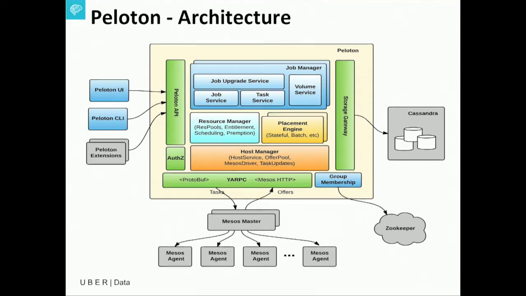We have all this API support, auth, and we have the basic thing we have is Cassandra. So we are using Cassandra for our stateful data. If we lose our state, we are using Zookeeper. So the good part of these services is that they are horizontally scalable. So we have multiple job managers running, which can handle multiple users' requests. We have multiple resource managers running. We have multiple placement engines running, and multiple host managers.